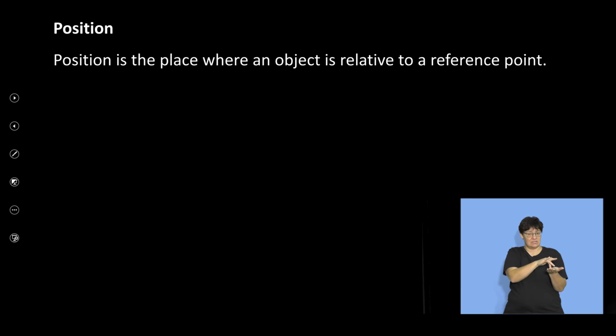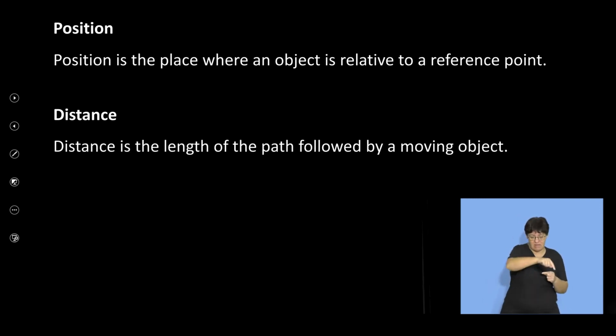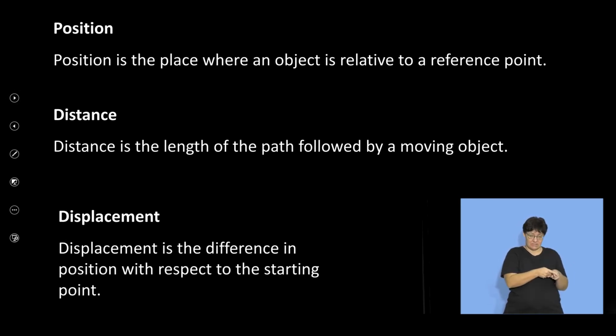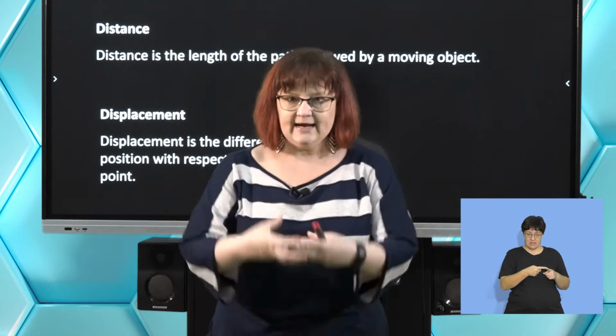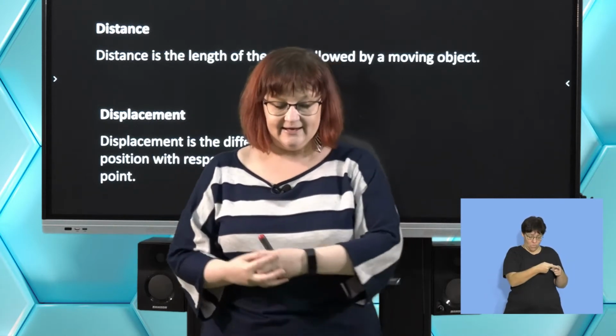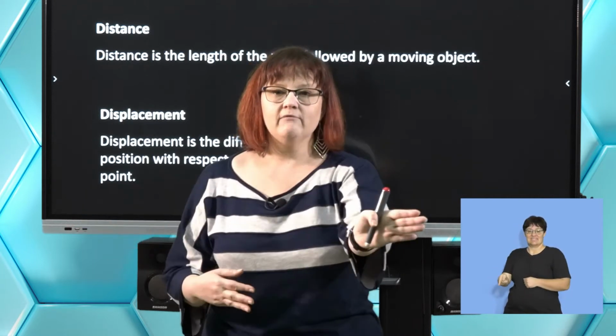Okay, so position is the place where an object is relative to a reference point, where we're measuring it from. Distance is the length of the path followed by a moving object. We don't care how it gets there, okay? Displacement, here we go, is the difference in position with respect to the starting point. That's the important thing here. We need to know where the starting point is. I need to know where did I begin. Because if I know where I began, then I can get to an idea of where I'm going, okay?